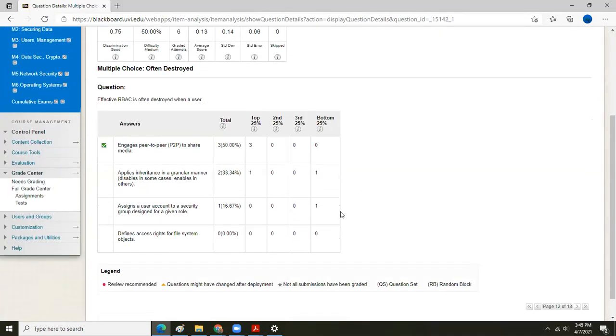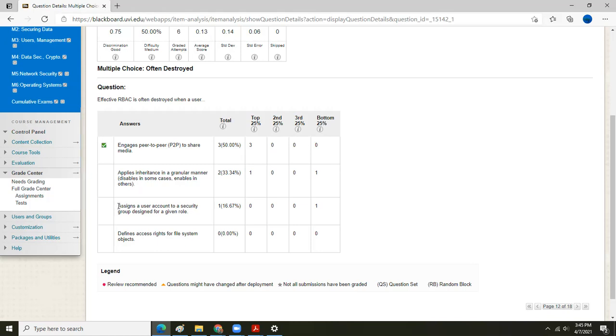Okay. Effective RBAC is often destroyed when a user engages in peer-to-peer to share media. If you apply inheritance in a granular manner to disable in some cases and enable in other cases, you're actually doing what you're supposed to do for effective RBAC. You're not destroying RBAC, you're actually practicing it.